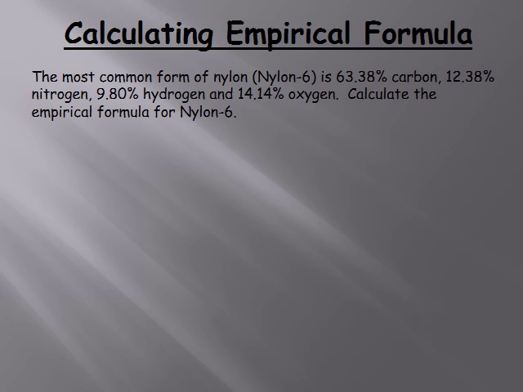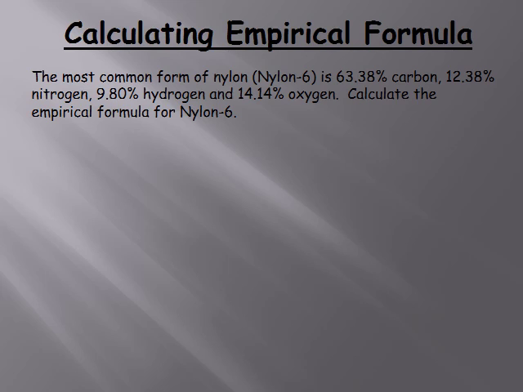Next question. Lots of questions. Practice makes perfect. The most common form of nylon is 63.38% carbon, 12.38% nitrogen, 9.8% hydrogen, and 14.14% oxygen. Calculate this time the empirical formula of nylon 6. So this time you're given the percentages. So now you've got to try and find a way to get from these percentages into an empirical formula. A bit tricky. So pause the video now and we'll go through the answers once you have an answer for yourself to check against.